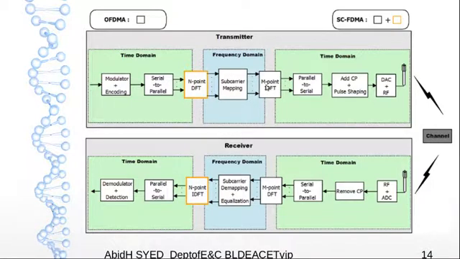After that we do the M-point IDFT, that means the inverse discrete Fourier transform, the inverse fast Fourier transform. Then parallel to serial conversion is done. Then you add a cyclic prefix. What is the significance of the cyclic prefix? You have already seen.